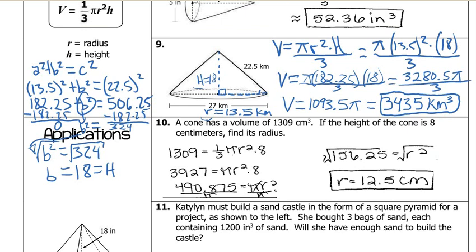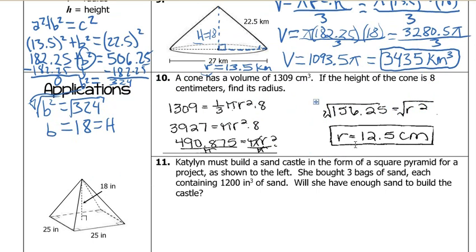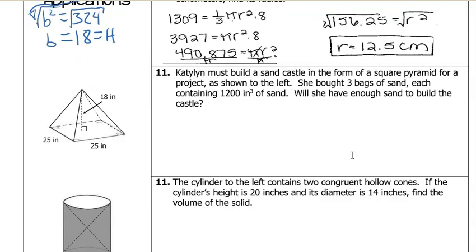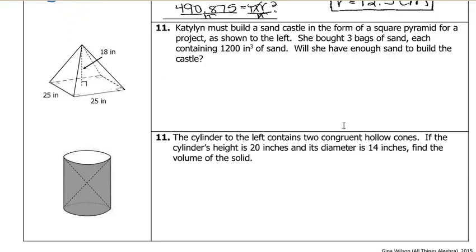Okay, so number 10, you're looking for the radius. Let's keep going. Number 10, 11. Alright, so the word problem is a bit difficult just because we've got to figure out what it's trying to say. So let's read it.